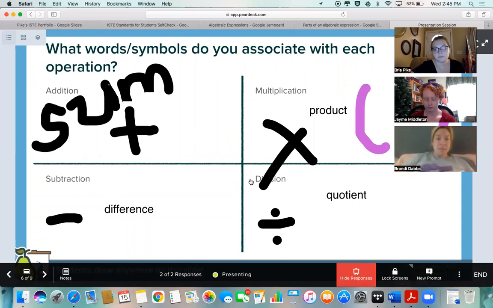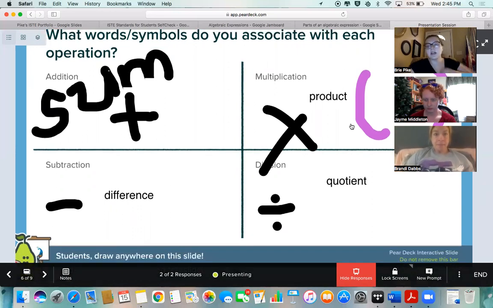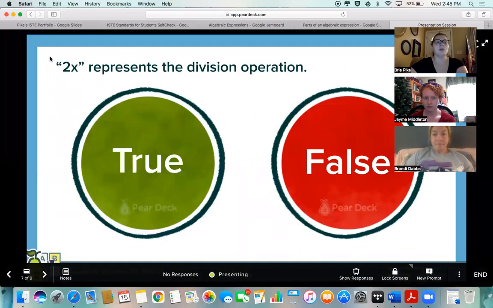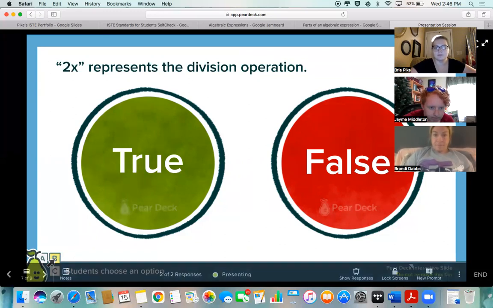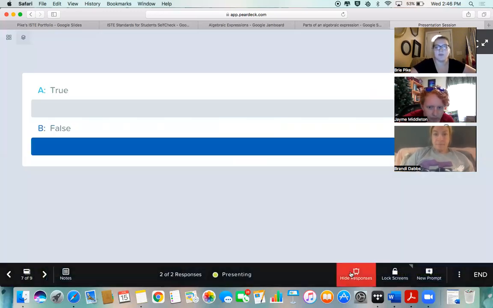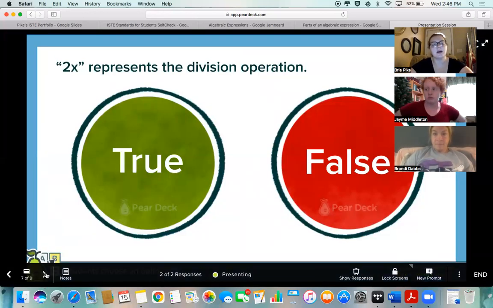I added parentheses, Mrs. Pike. Yes, ma'am. Parentheses, good job. That's a good one. So if we see 2x, is it true or false that that represents the division operation? False, good job. Because what does 2x represent? Times. Multiplication. Good job.